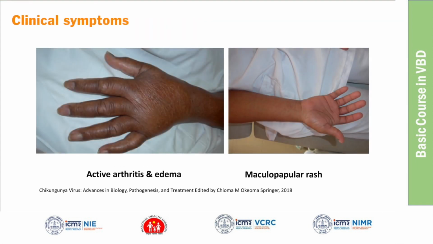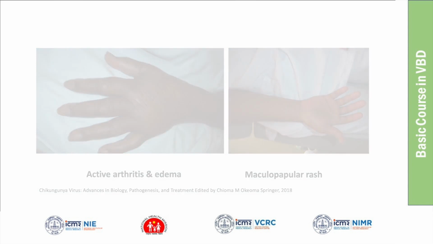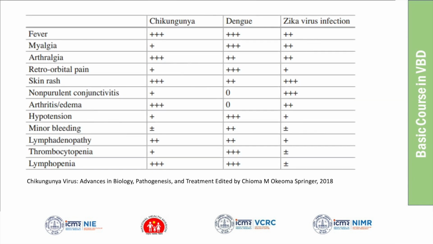You can see these are the joints in the acute stage. You can see the joint swelling, edema. In the first picture, joint swellings, and in the second picture you can see the rash, red in color, like a measles rash. If you want to distinguish chikungunya, dengue, and Zika by symptoms, you can see which symptoms are predominant in which virus.